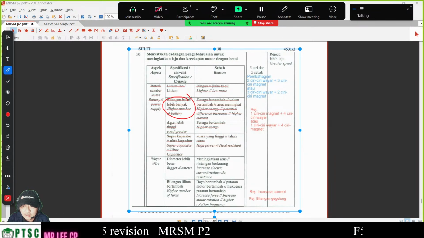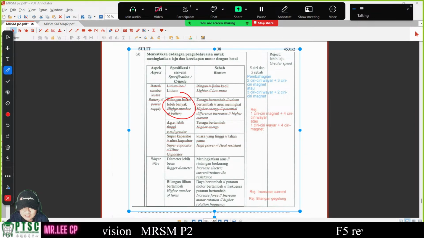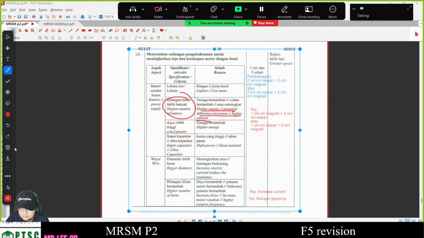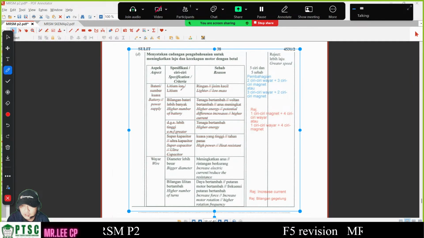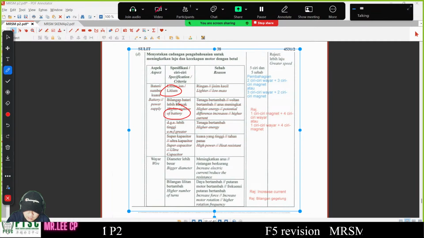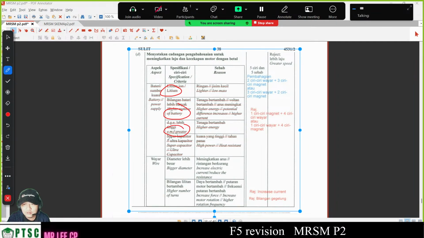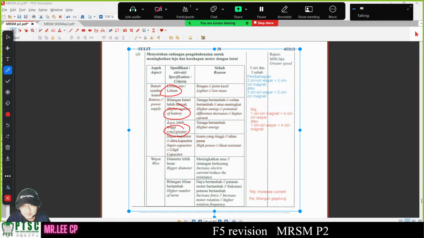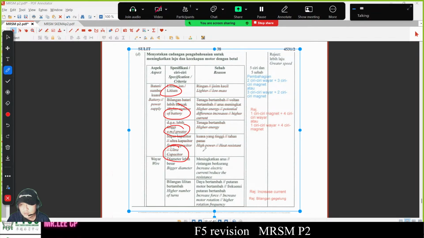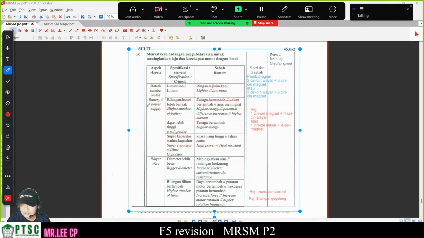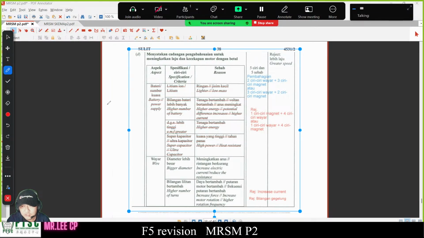More number of battery, more potential energy, more current produced. The lithium battery, more battery, EMF more, and then ultra capacitor. No, just one is enough. Take one only. Okay, take note. So I set more number.